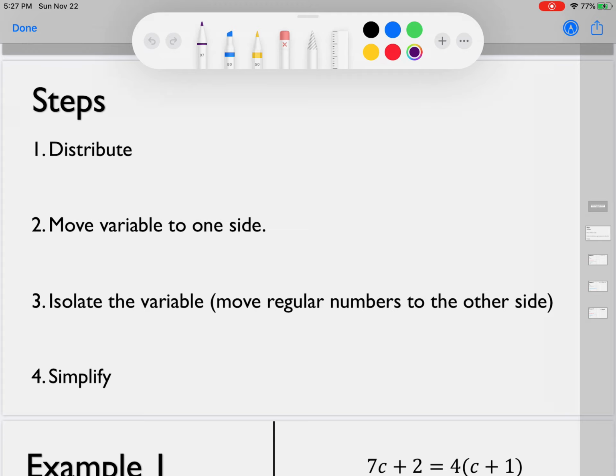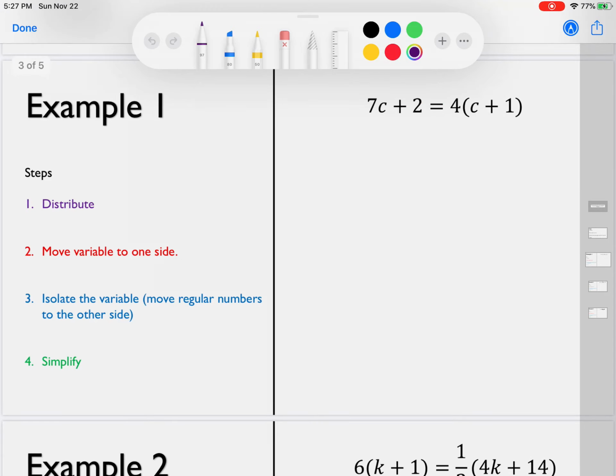That's just changing whatever's in the term with the variable, whether it be like 8x or x divided by 8. We're getting that variable all alone to get our final answer of our variable equals a number, like g equals 4. Then let's get into some examples.